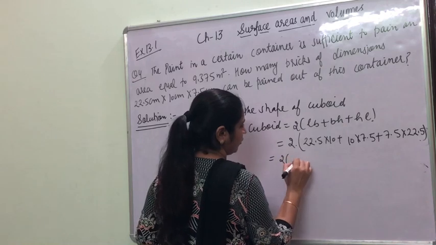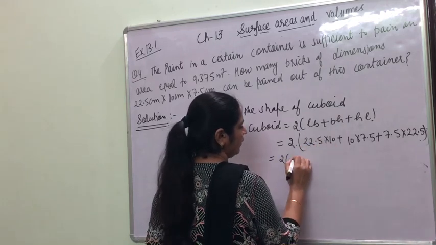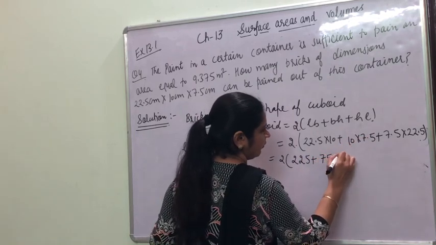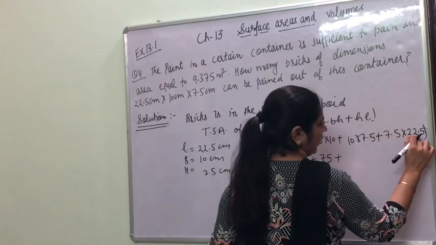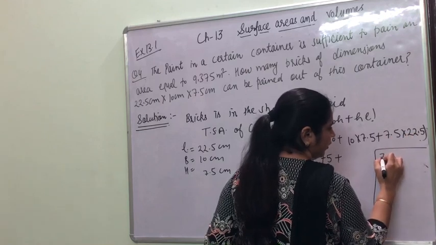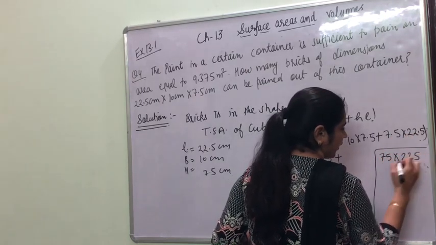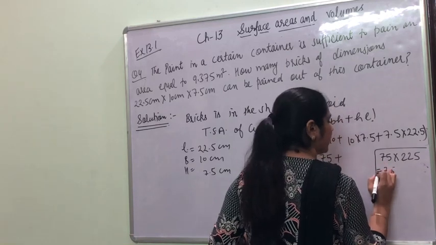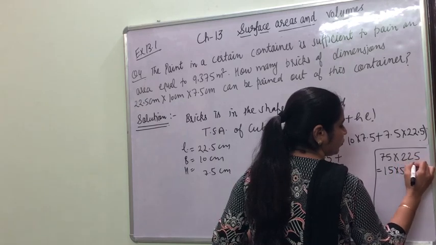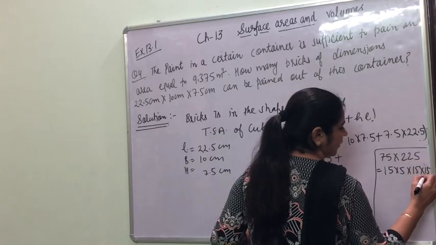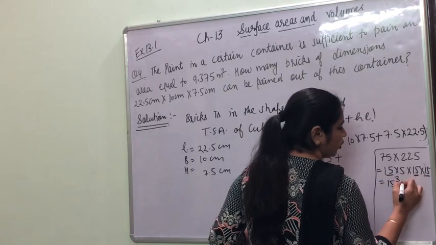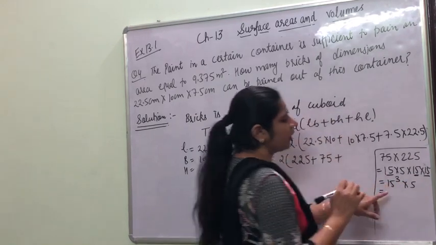Now we are doing the calculation part. 22.5 into 10, 225. 10 into 7.5, 75. And this 7.5 and 22.5, here I am showing the calculation part. Decimal point I am not taking. 75 into 225: 75 we can write as 15 fives, and 225 as 15 15s. 15 is coming thrice. 15 cube into 5.